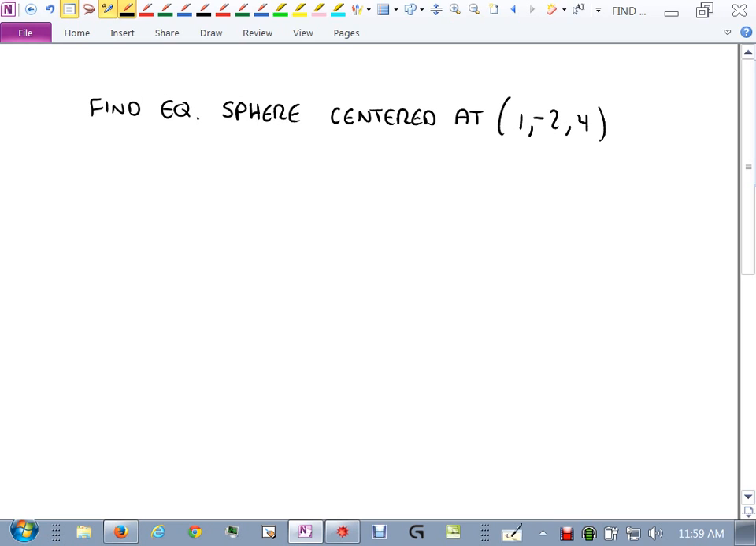Find the equation of the sphere centered at (1, -2, 4) which touches, what I mean by that is tangent, to the YZ plane.